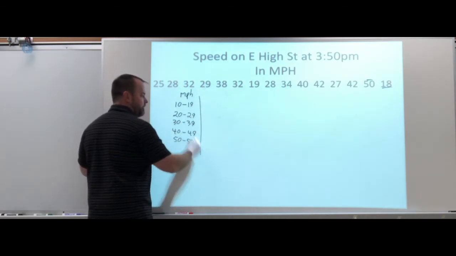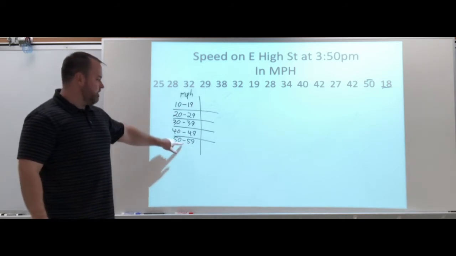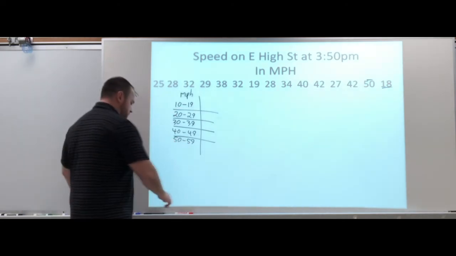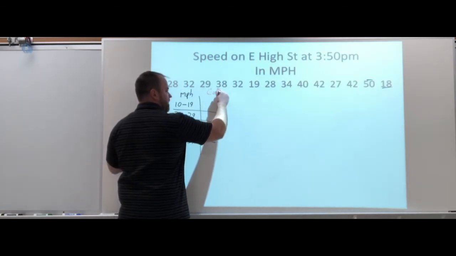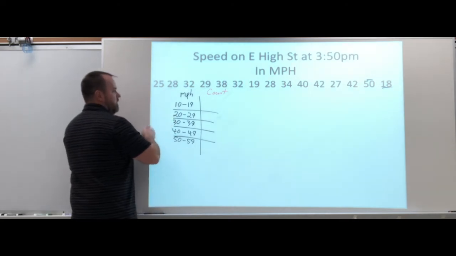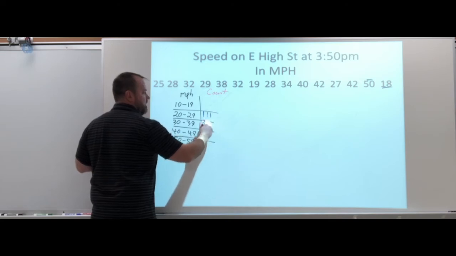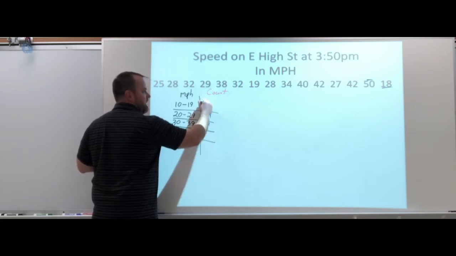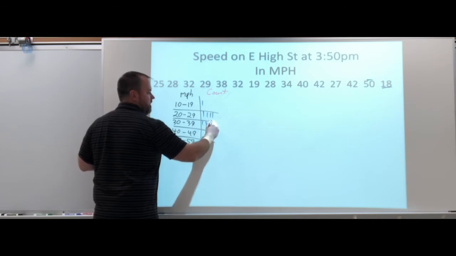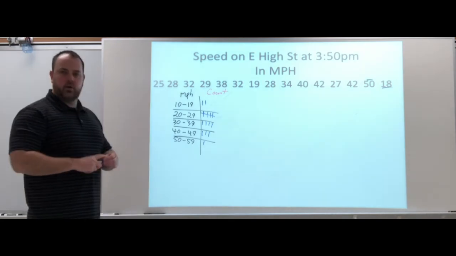Now that right there gives us our highest value. 50 will fall there. Now we just need to count how many are falling into each interval. So this is going to be our count. Notice I go across: 25, 28, 32, 29, 38, 32, 19, 28, 34, 40, 42, 27, another 42, a 50, and an 18. So there's all of our points.